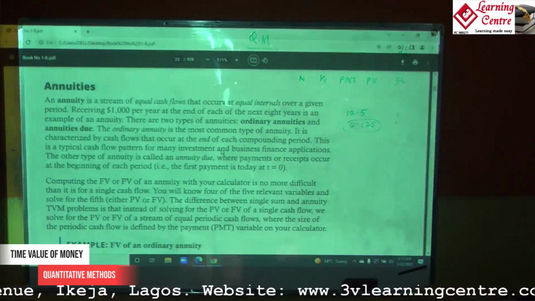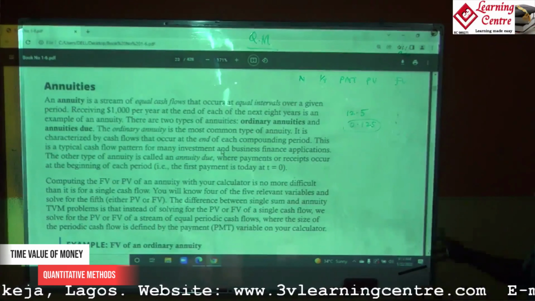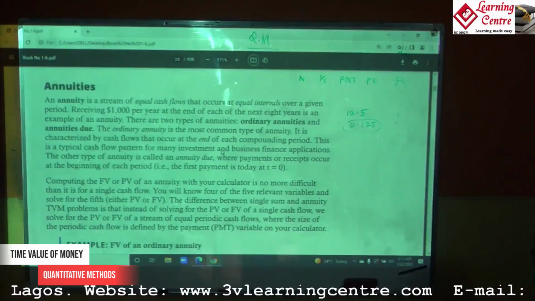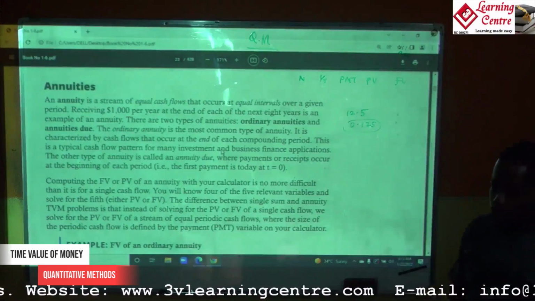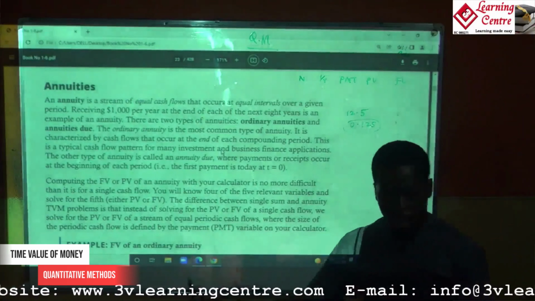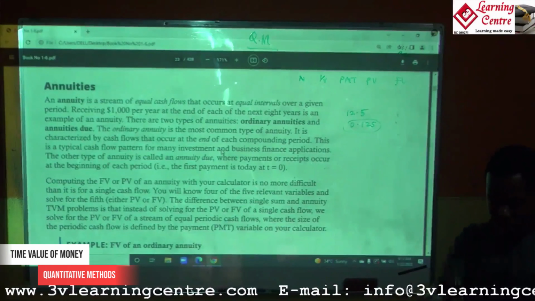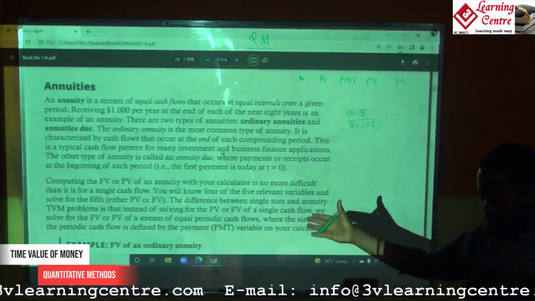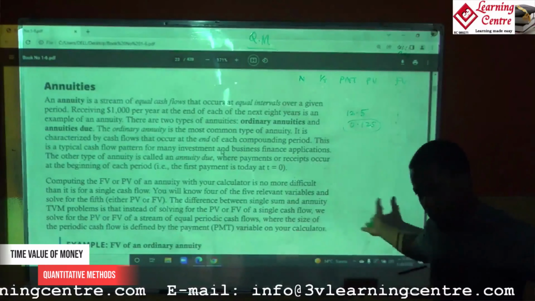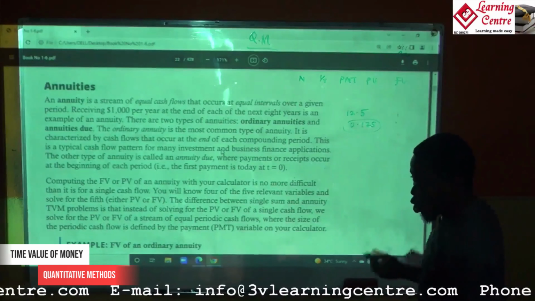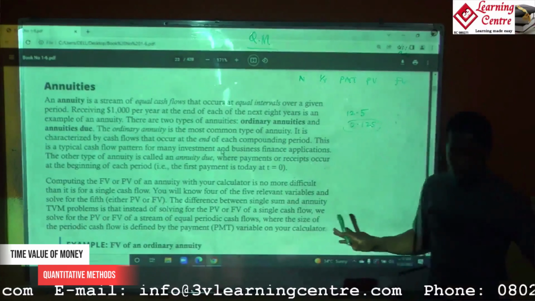Do you understand? But if someone says, okay, Razak, this is 2022, I'll give you 100K in January, February, April, July, August, December. It's not regularly spaced, you get? So you wouldn't call that an annuity.